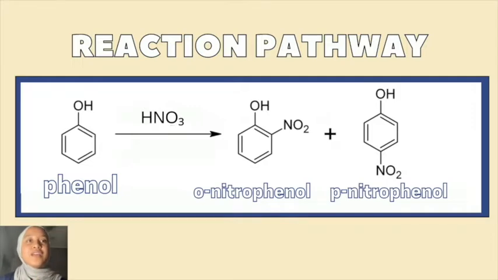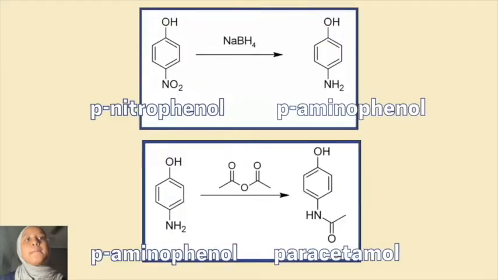First of all, phenol has to be nitrated using nitric acid to form nitrophenol with two isomers, which are para-nitrophenol and ortho-nitrophenol, which have to be separated. Para-nitrophenol will then undergo reduction with sodium borohydride to produce para-aminophenol. This key ingredient will then be treated with acetic anhydride to form paracetamol.